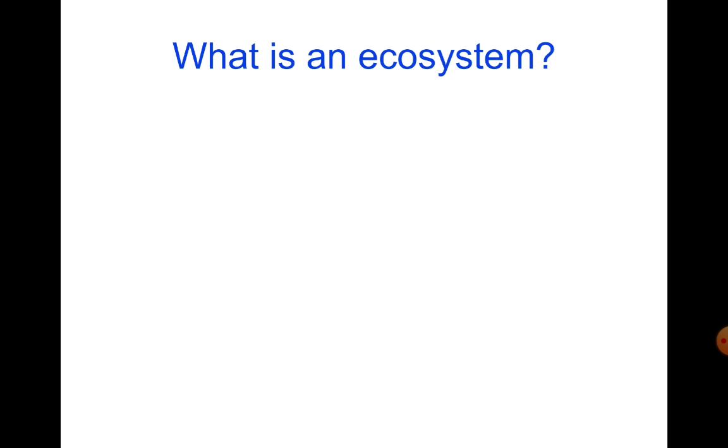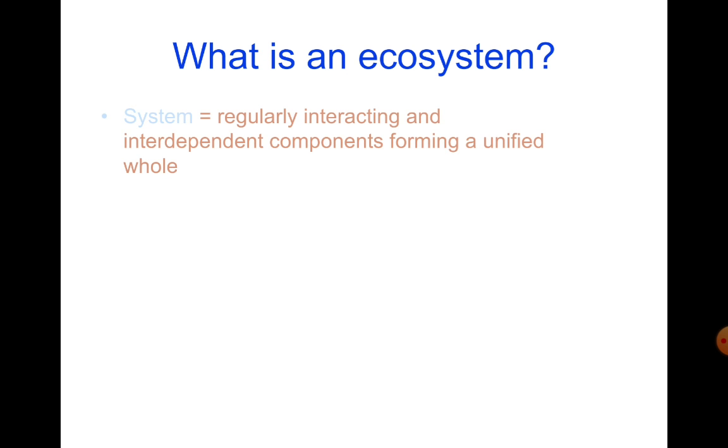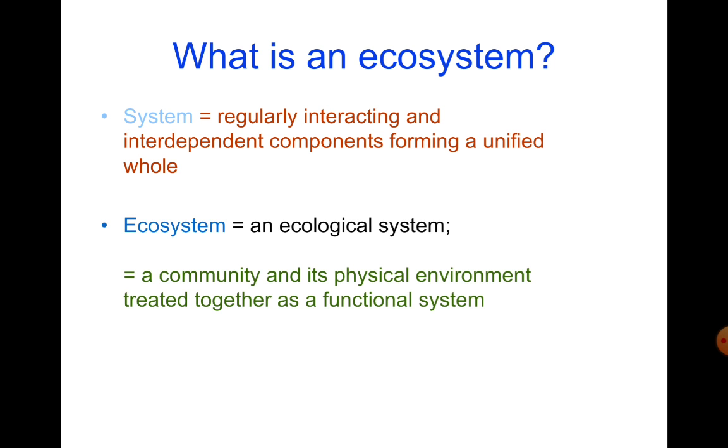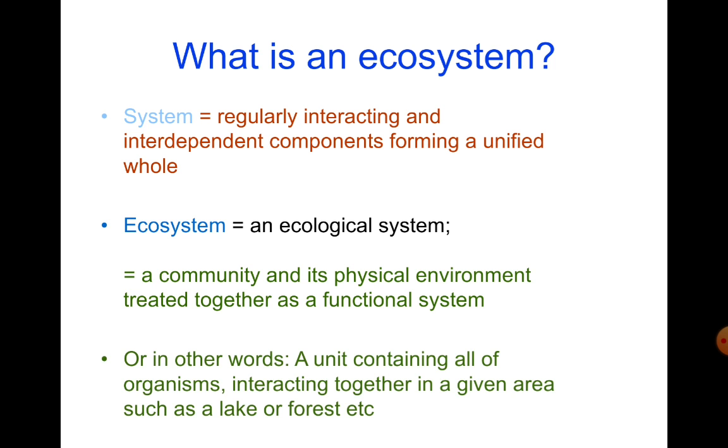Now, what do we mean by an ecosystem? Well, a system is a set of regular, interacting, interdependent components forming a unified whole, working together. An ecosystem is an ecological system. It's a community and its physical environment treated together as a functional system. Or, in other words, it's like a unit containing all the organisms interacting together in a given area, such as a lake, a forest, a desert, etc.